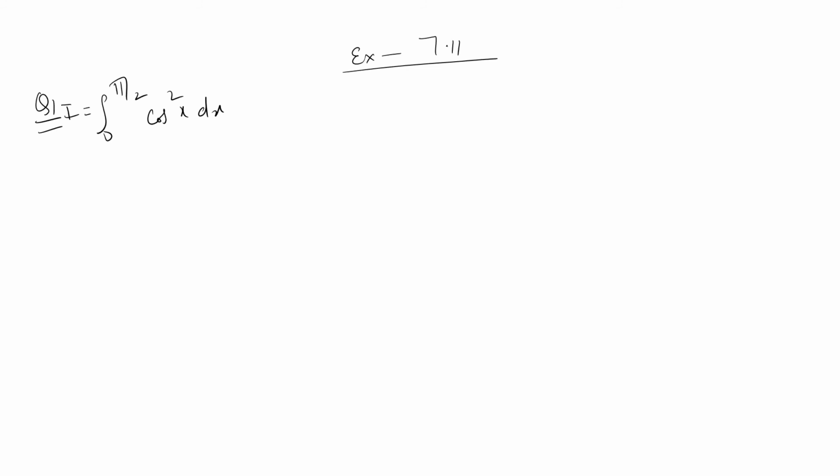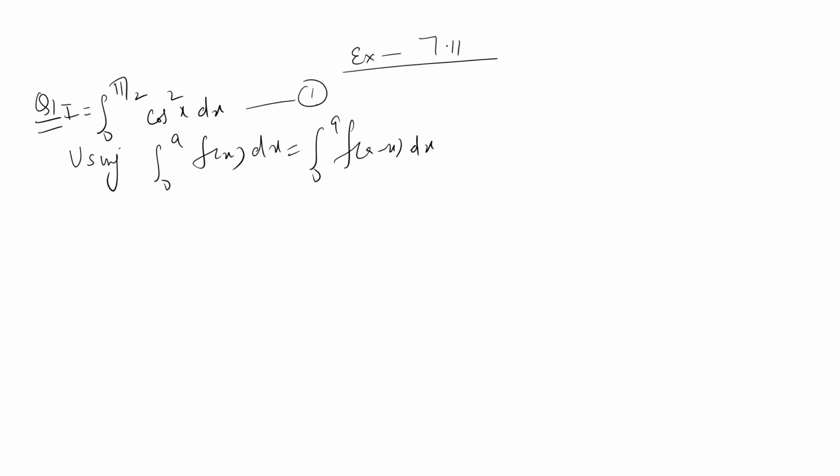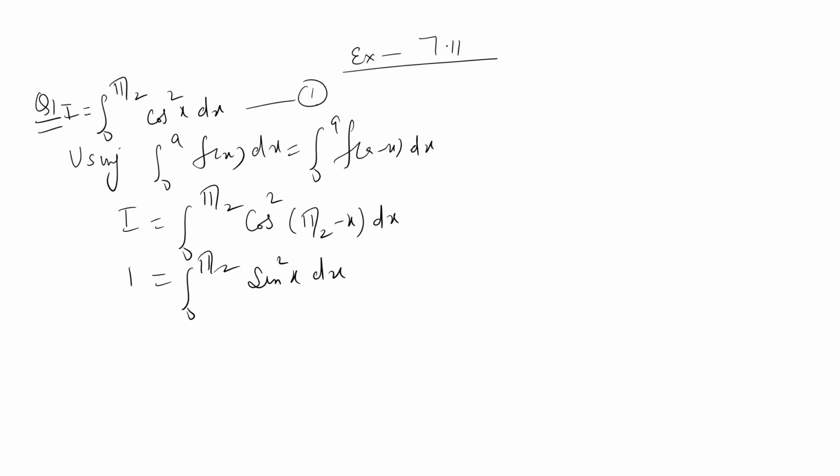See from here. I will term it as I, and I will use the fifth property, the integral from 0 to a of f(x) dx as the integral from 0 to a of f(a minus x) dx. I will write it again, and call this equation 1 because I will reuse it. So I becomes the integral from 0 to pi by 2, where f is cos square, and a minus x means 90 minus x. So what is cos of 90 minus theta? It is sine theta. So it will be sine square x.